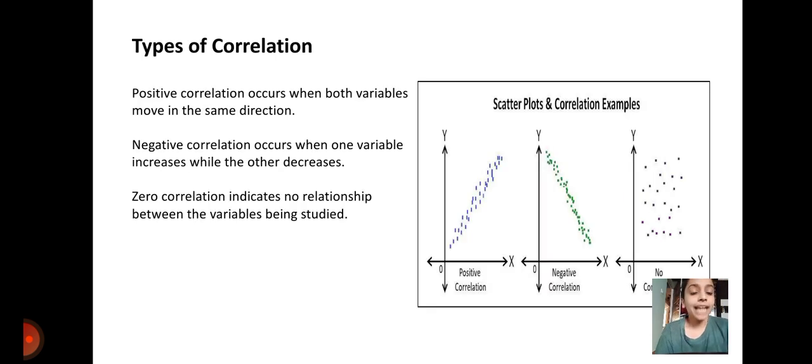Let's see the types of correlation: positive correlation, negative correlation, zero correlation. Positive correlation occurs when both variables move in the same direction, and negative correlation occurs when one variable increases while the other decreases. Next, zero correlation indicates no relationship between the variables being studied.